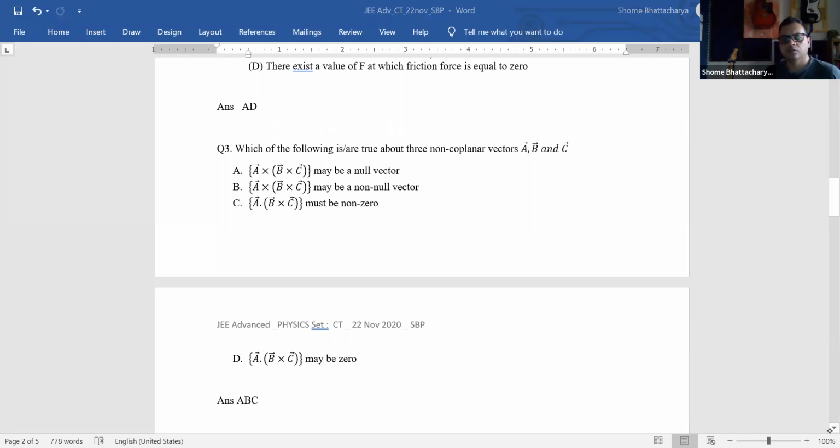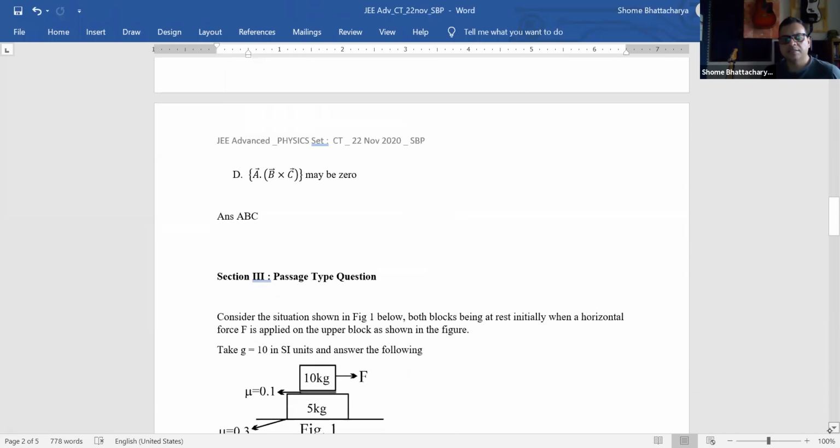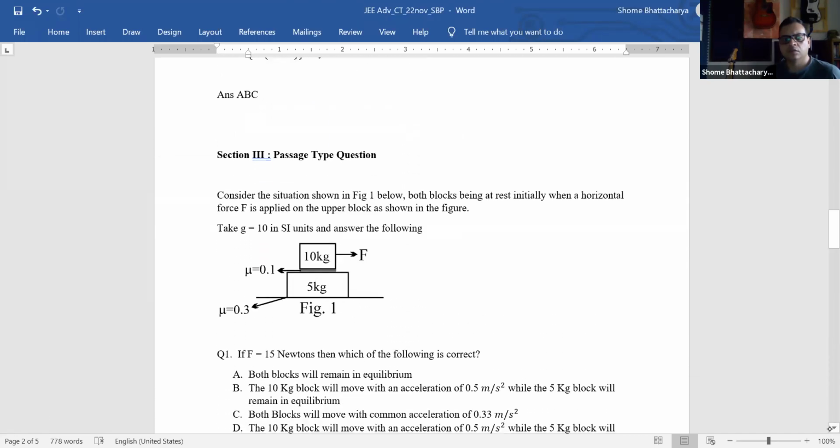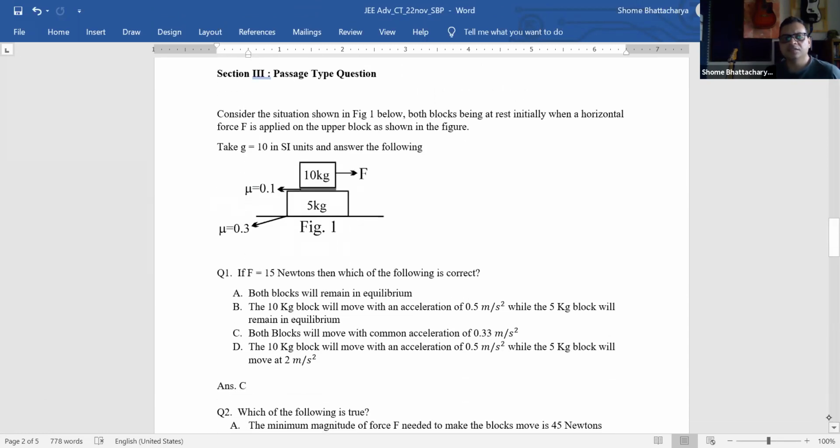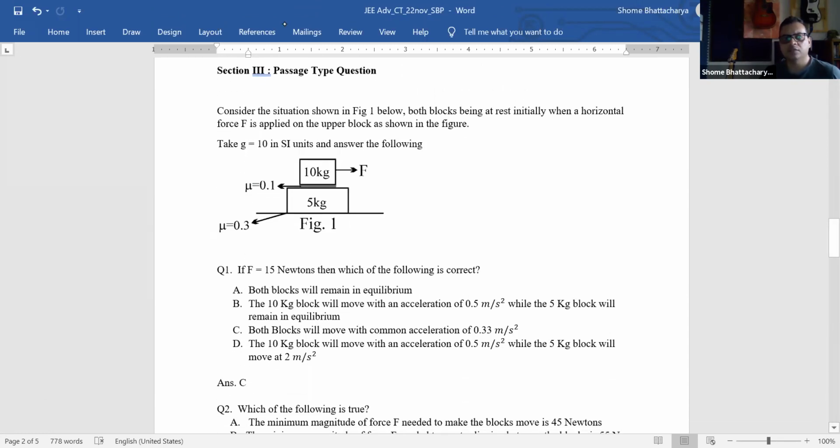Okay. So let's move on to the passage type problem. Again, this is a typical two block type of problem. I think if you just follow the methods that we've discussed in class, you should be fine with it. Anyone has a doubt in the passage question? Okay, good.